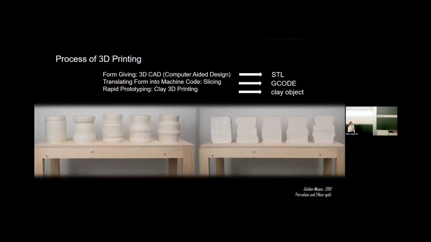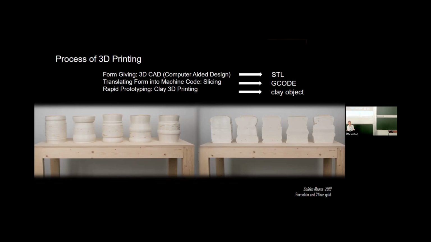So I will show you the process of 3D printing. Basically there are 3 steps, and this is pretty much the same regardless of the material. The first step is the form giving. It usually happens in a CAD program, but I will show you some alternatives for that. And the result of that is what's called an STL file, a stereolithographic file.